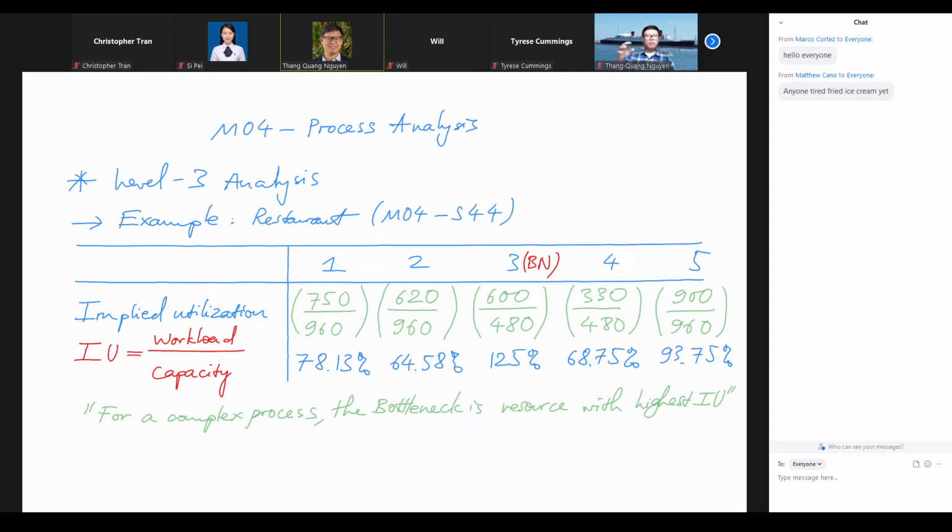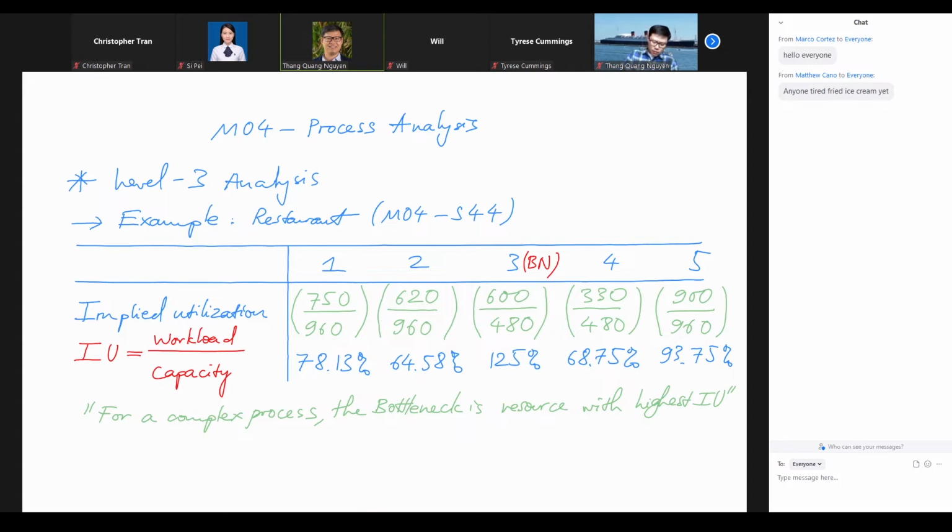Or if some of the IUs are more than 100%. In this case, we only have one IU more than 100%, but in other cases, right, we might have multiple resources with IU greater than 100%. But even in that case, we just look for the highest column, then we can identify the bottleneck, right? So the bottleneck is the resource with the highest IU, no matter what values the IUs might have. You just look for the highest column, then you can identify the bottleneck. Right? So that's the first note here.